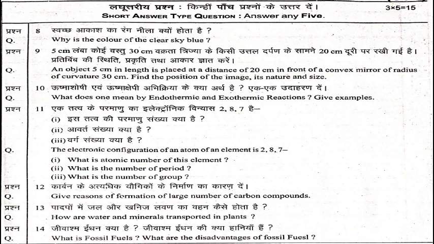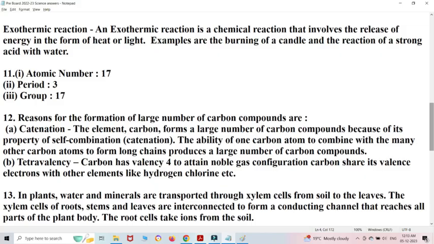13. How are water and minerals transported in plants? Answer. In plants, water and minerals are transported through xylem cells from the soil to the leaves. The xylem cells of roots, stems and leaves are interconnected to form a conducting channel that reaches all parts of the plant body. The root cells take ions from the soil.